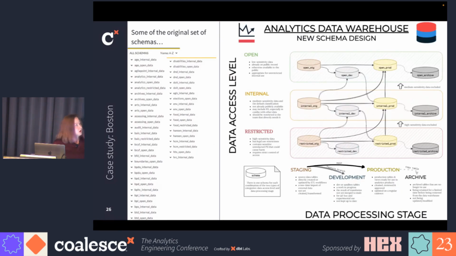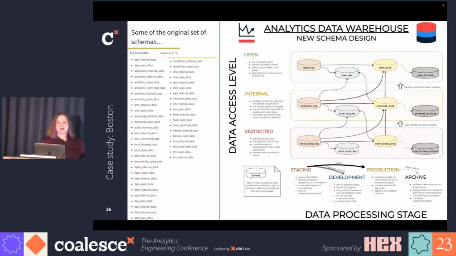One of the things we needed to redesign was our schemas. On the left, you can see a subset of what our schemas look like. They're divided by access level, open, internal, restricted, which we wanted to keep, but they're also divided by department or team or data source or a catch-all. We had a COVID internal data for everything created during the COVID times. And so we knew that the structure wasn't going to work very well with DBT.